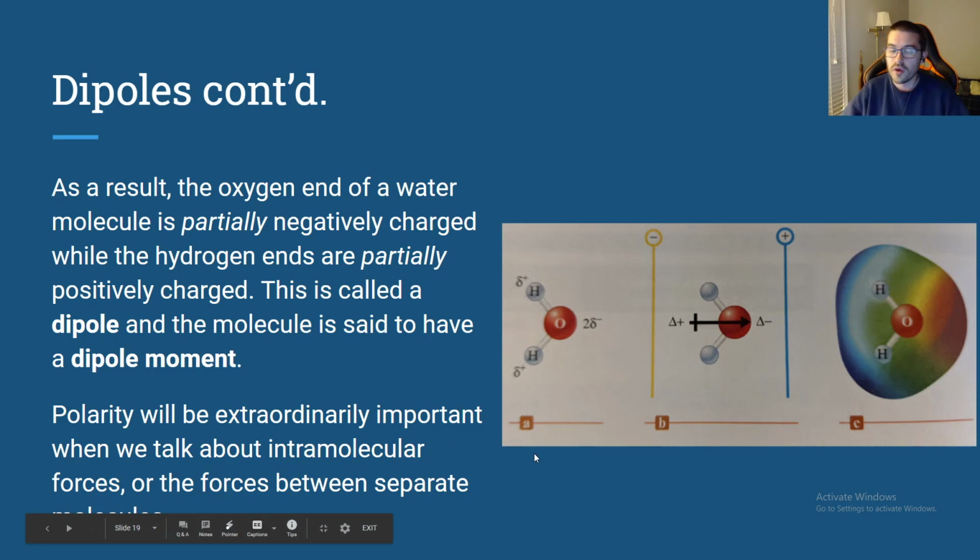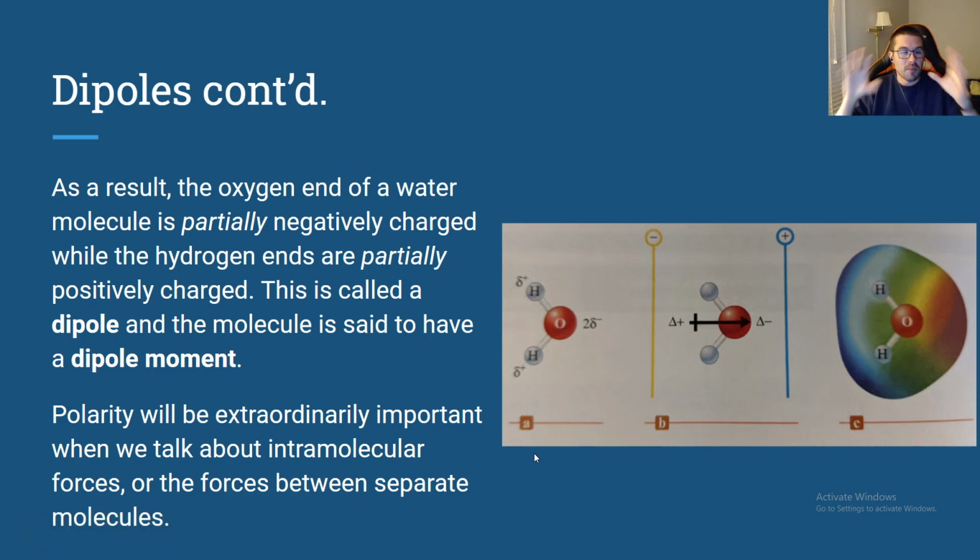So, like I said, today's kind of bonding basics, getting ourselves acquainted with some of the terms, and really trying to learn about electronegativity and how you can use the difference in electronegativity to determine the different types of bonds that we're going to encounter.